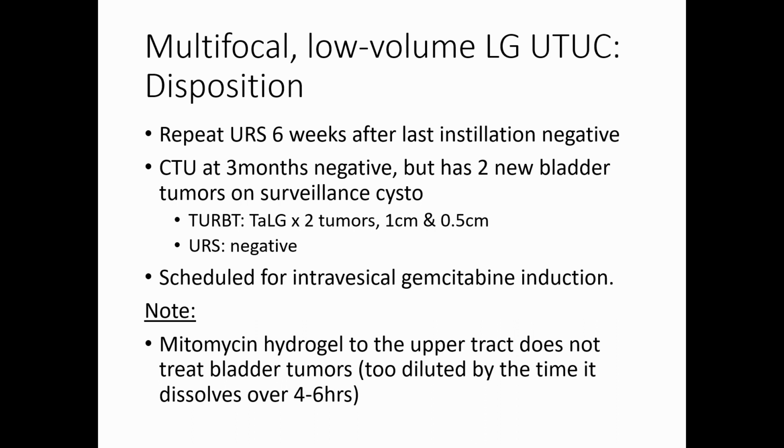So in this particular case, we gave those 3 doses of the mitomycin hydrogel, repeated the ureteroscopy 6 weeks later, and this was negative. The CTU at 3 months was negative, but had 2 new bladder tumors, and so we did a TURBT, and then opportunistically at that time took a look up just to confirm there wasn't any disease, and there wasn't, and the patient got intravesicular chemotherapy.